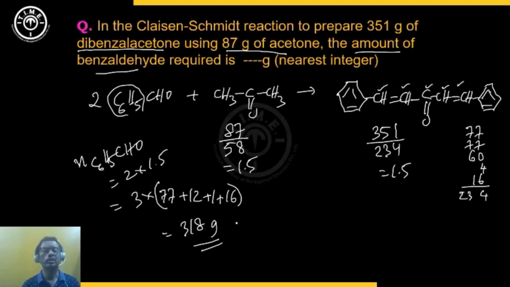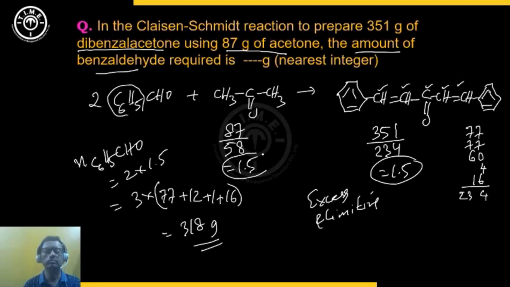Clear? So in the Claisen-Schmidt reaction, we know that there are 2 moles of benzaldehyde required for 1 mole of acetone, right? Sometimes you may get a question based on excess and limiting reactant also. But in this case, both the moles are the same. Of course, what is being asked is the grams of benzaldehyde that is required. So this is not to be considered now.